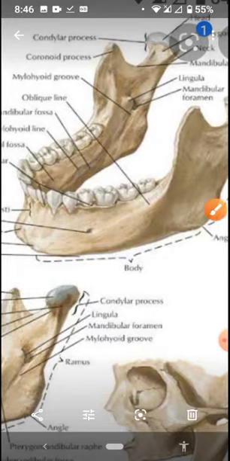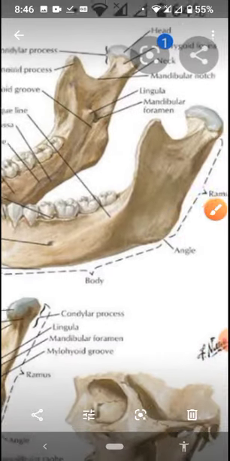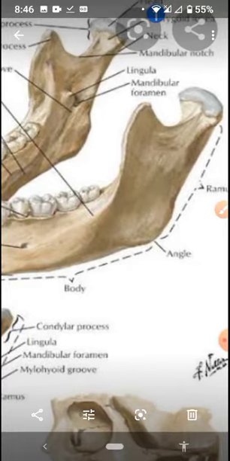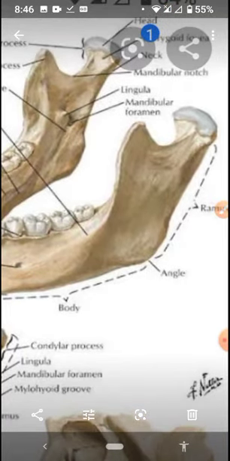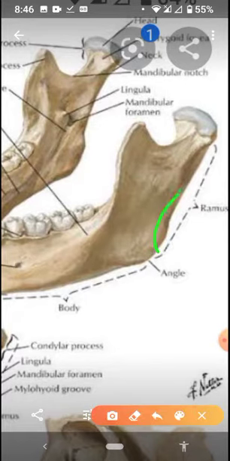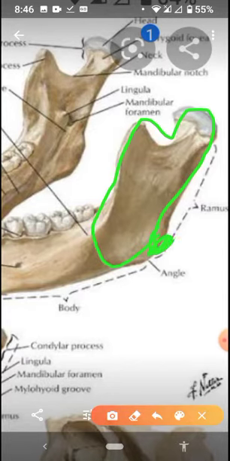Okay, again we will move on to the ramus. We are clear about the body, so we will move toward the ramus of this mandible. This is the ramus of the mandible. This point is the angle of the mandible, and this is the ramus of the mandible.